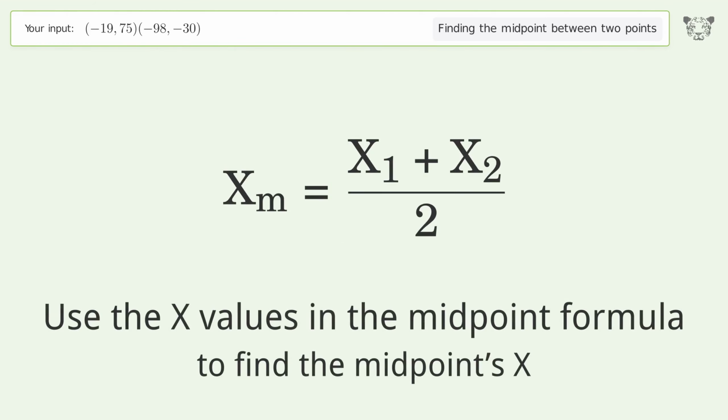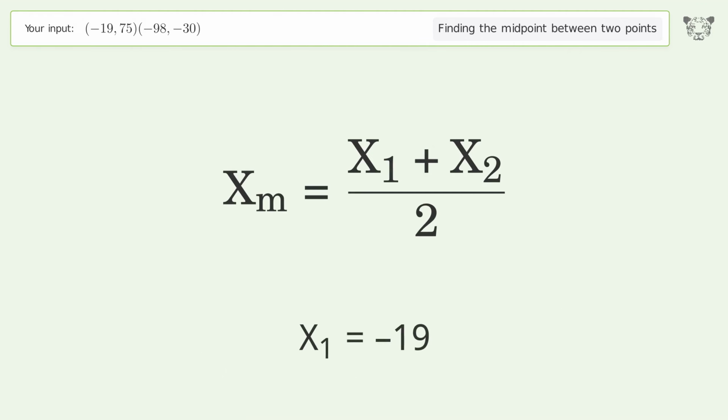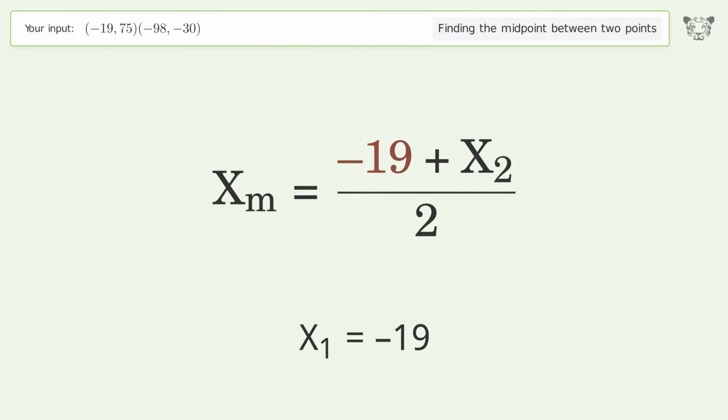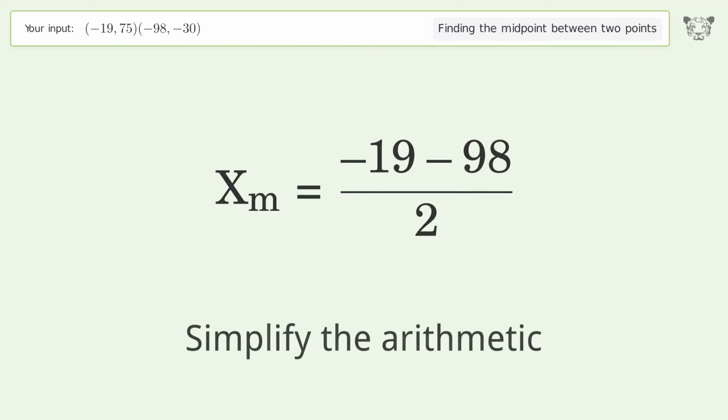Use the x values in the midpoint formula to find the midpoint's x. x1 equals negative 19. x2 equals negative 98. Simplify the arithmetic.